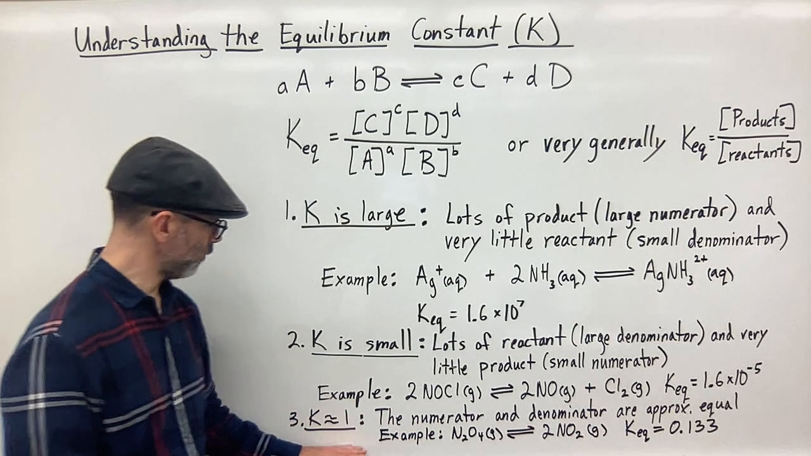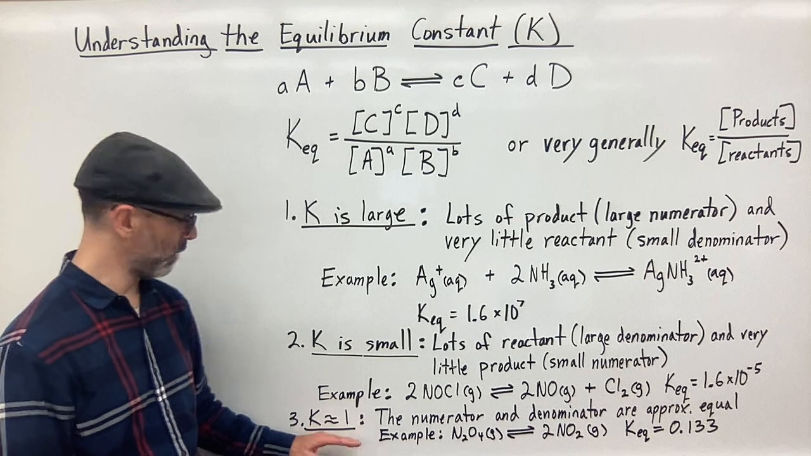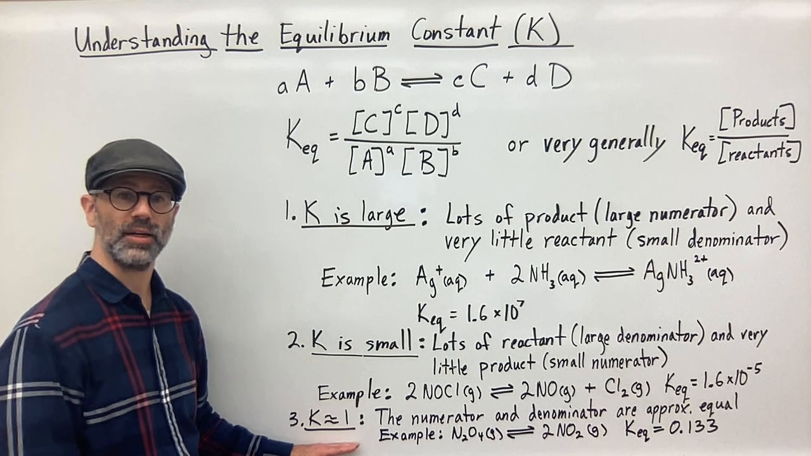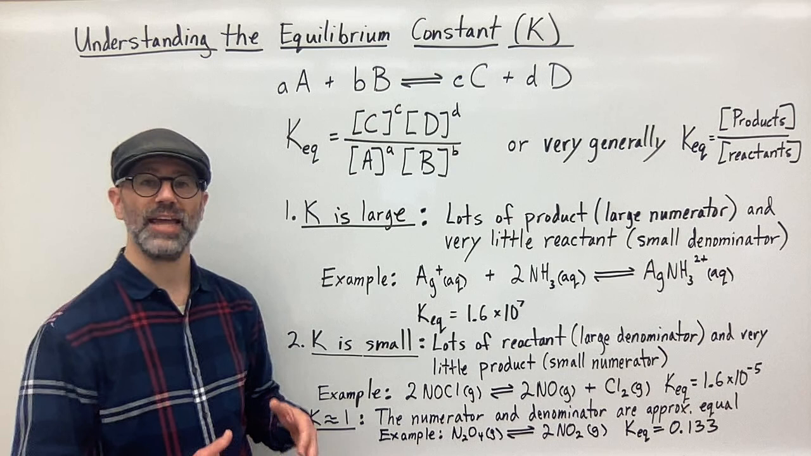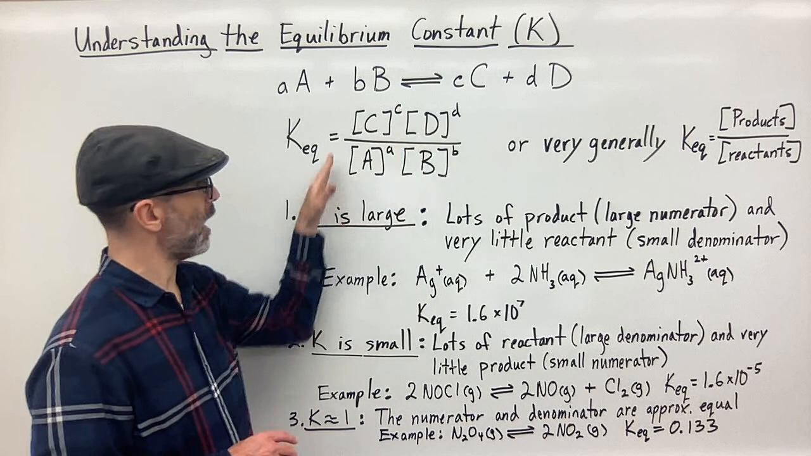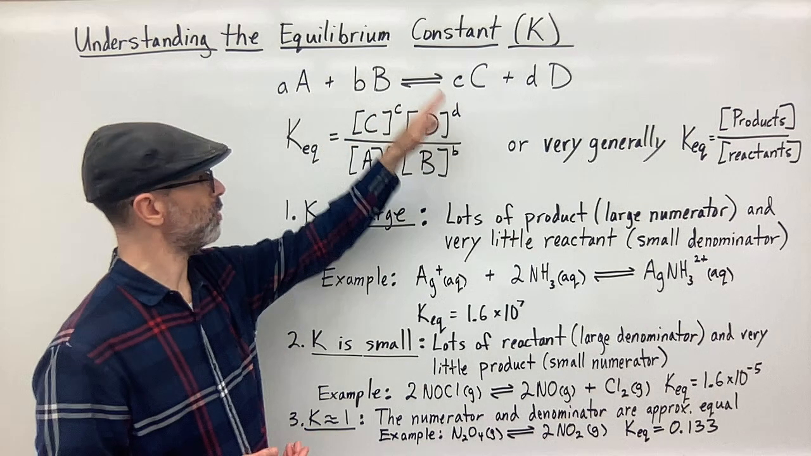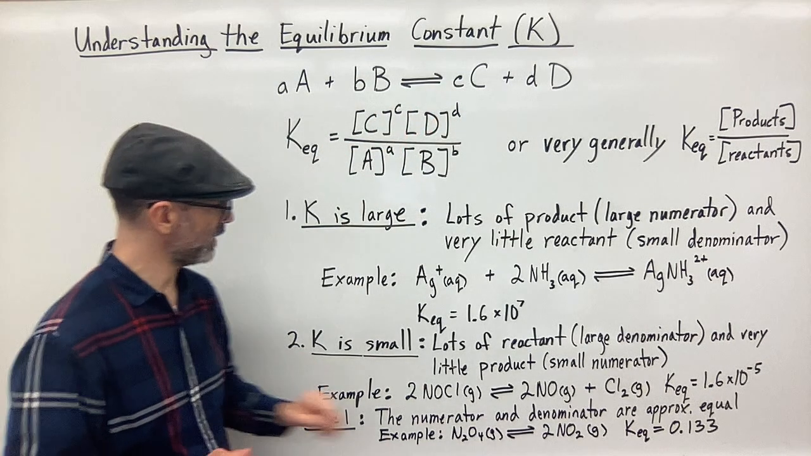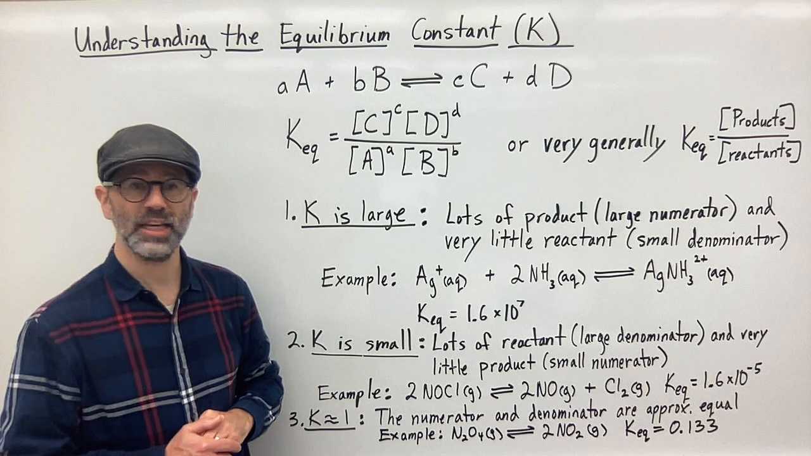Now, finally, what if we have a K that's not quite large and not quite small? Maybe it's approximately 1, right? So what does that mean? That means that the numerator and the denominator are approximately equal. So this bottom part here is approximately equal to the top part here. And so what that means is that you're going to have about equal amounts of each.